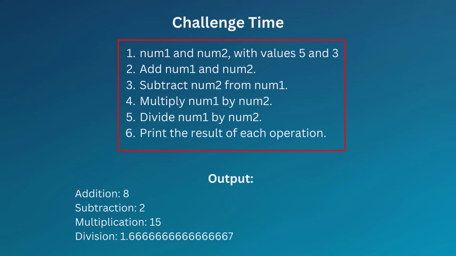Subtraction, subtract num2 from num1. Multiplication, multiply num1 by num2. Division, divide num1 by num2. Print the result of each operation. And at the last, your program should output exactly like this.